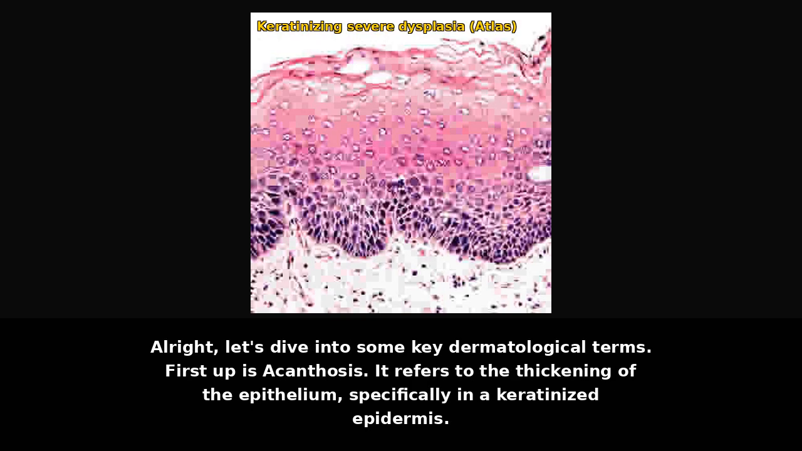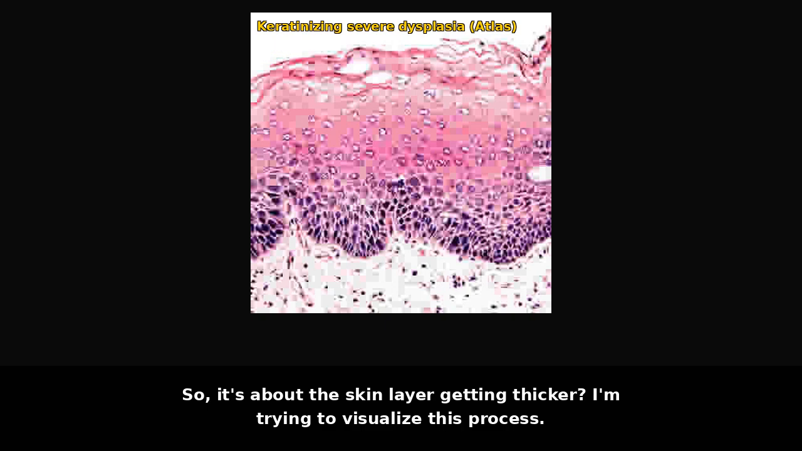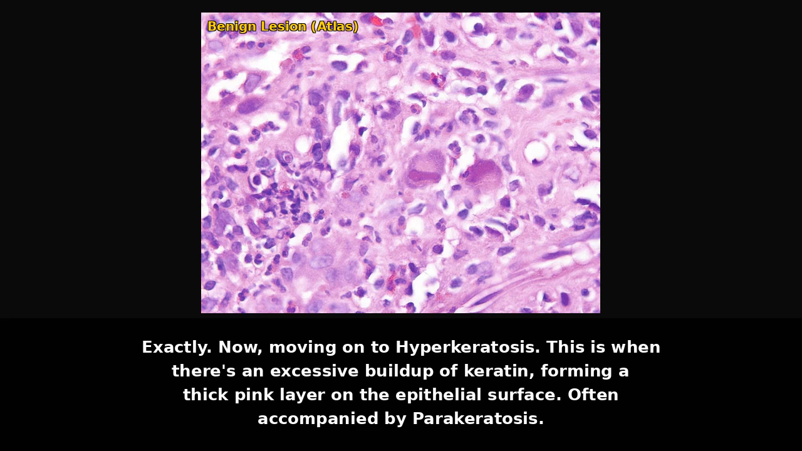All right, let's dive into some key dermatological terms. First up is acanthosis. It refers to the thickening of the epithelium, specifically in a keratinized epidermis. So it's about the skin layer getting thicker. I'm trying to visualize this process. Exactly. Now moving on to hyperkeratosis.